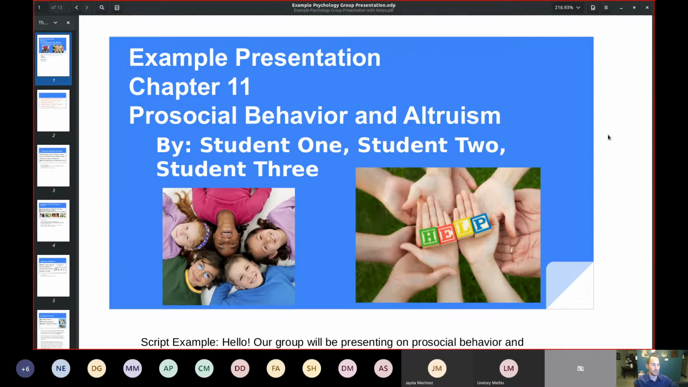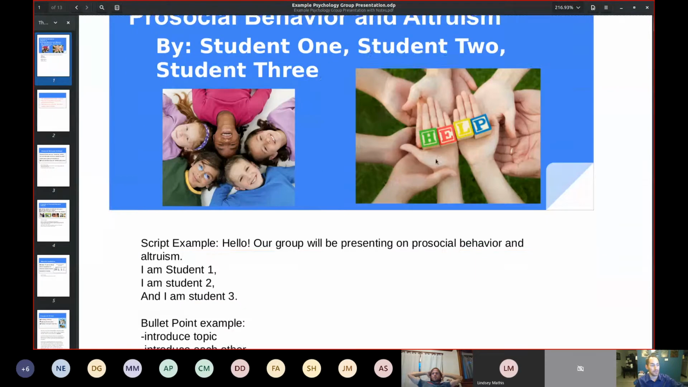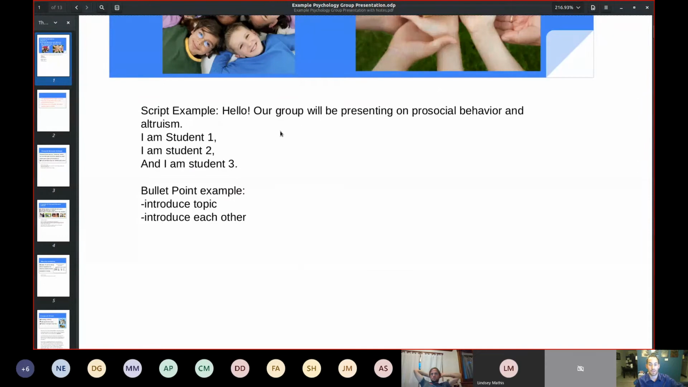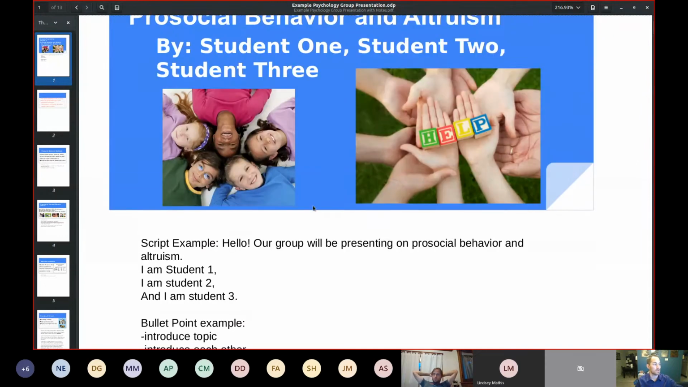So this is an example presentation. In Chapter 11, there's a couple topics that you can choose from. One of those is pro-social behavior and altruism, which is one of my favorites, so probably why I picked this. This is actually a slightly modified one that a group of students presented a couple semesters ago. You can see here, this is the first page of the slide presentation, and down here are the notes that they would be using on that page.